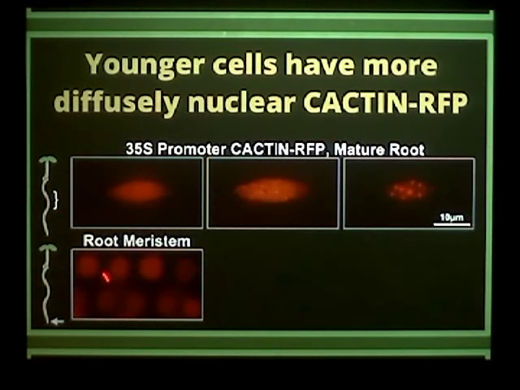So each cell would be about like this. They're much smaller cells. In this region, they're actively dividing, actively differentiating. We would expect them to be very active. And I always see a more widespread localization for cactin in those cells.